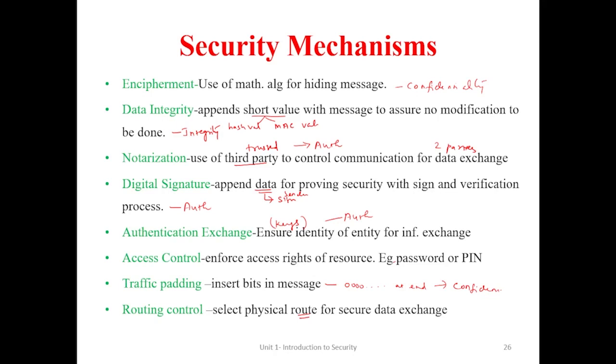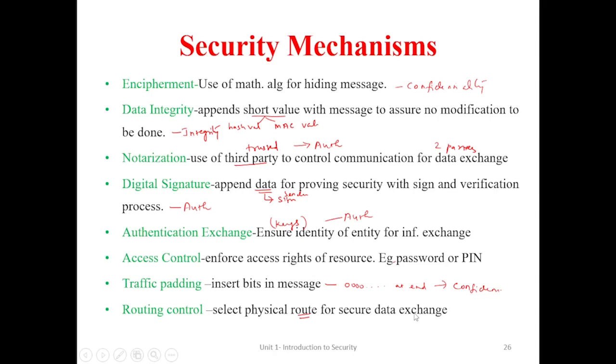Traffic padding means if you want to implement any encryption or decryption mechanism, a few algorithms require an equal block size. A block means a collection of plain text messages with a particular size. Then only we may be able to implement a few block cipher algorithms. If any message is less than the required block size, we may insert an additional number of zeros at the end of the message. Adding the additional zeros at the end is called traffic padding, which comes under a confidentiality service. Routing control means the selection of a physical route for a secured data exchange.